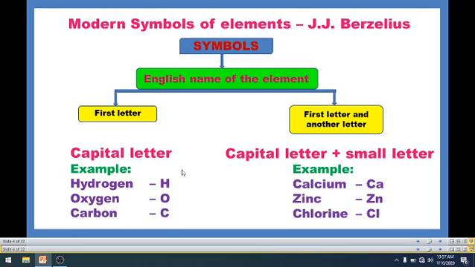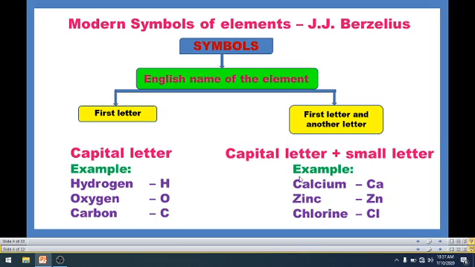Is it possible for us to have the first letter for all the 118 elements? Definitely not, because we have only 26 alphabets. So he also suggested that we can use one more letter along with the first letter. The first letter should be a capital letter and the second letter of the symbol should be written as a small letter.